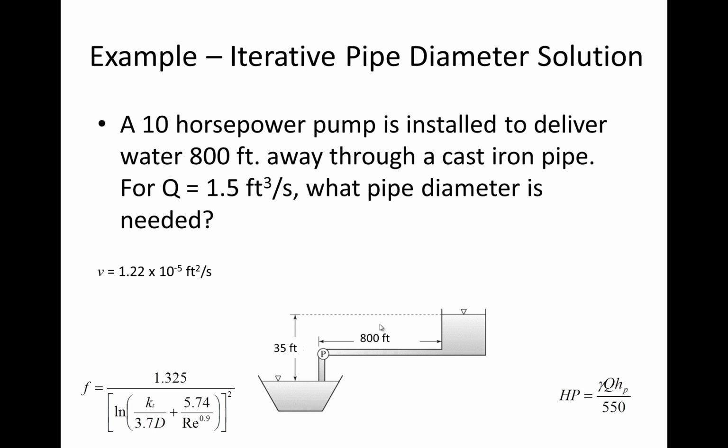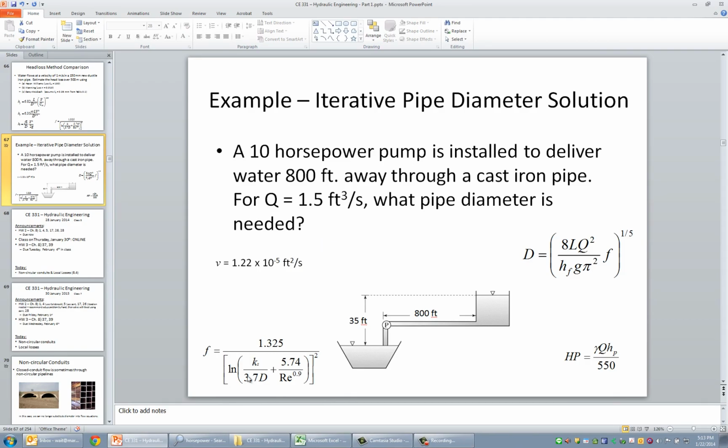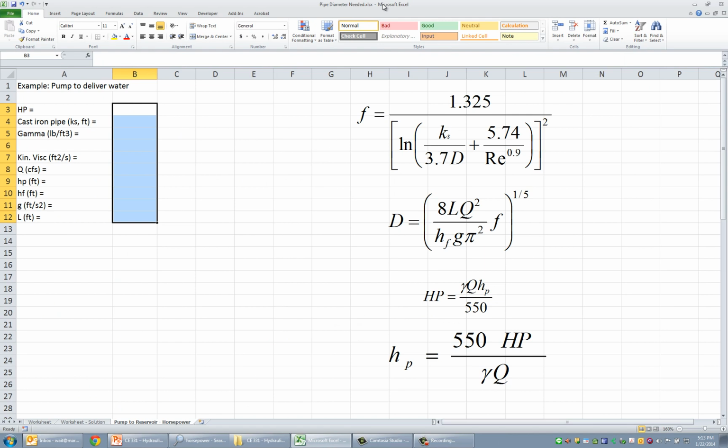And then we're going to find out, however much pump head is being added, some of that goes to lifting at the delta Z, the rest of it goes into pipe friction. If we want to achieve 1.5 cubic feet per second, then what pipe diameter is needed? So this problem can be solved pretty easily using Excel, and I've started setting that up in Excel.